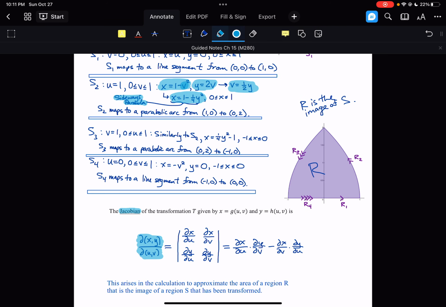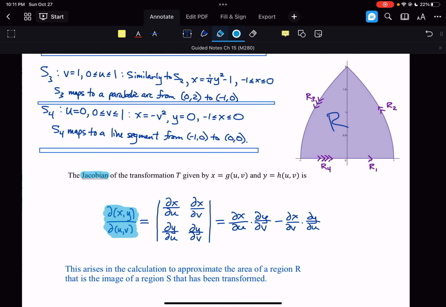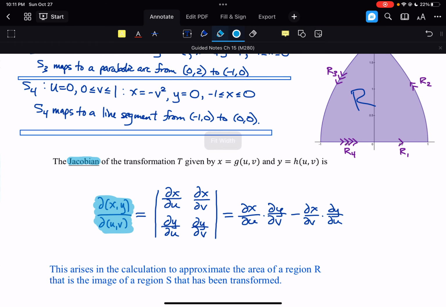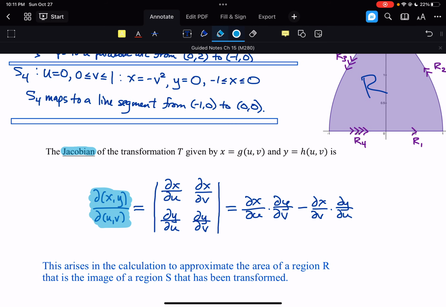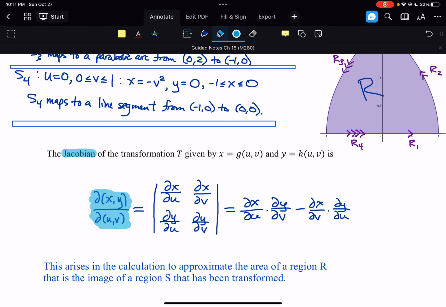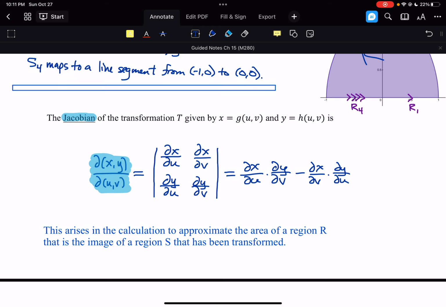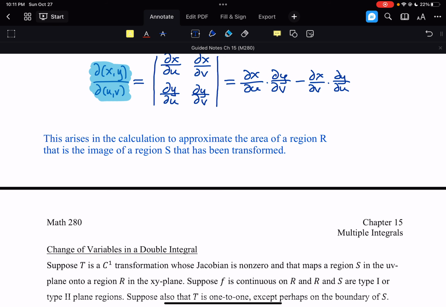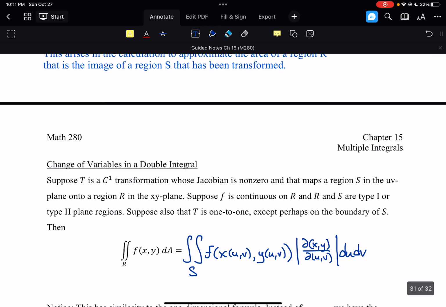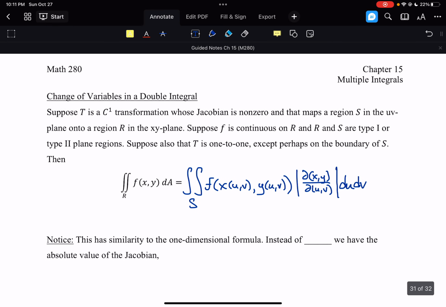In order to get the transformation done right, this is where the Jacobian comes in. So when we're moving things between different coordinate systems, between different regions, we need the Jacobian in order to convert properly between them. So let's take a look at how this is going to work in our integration.